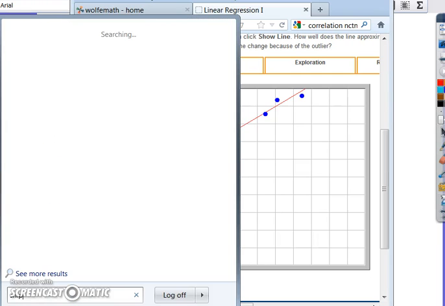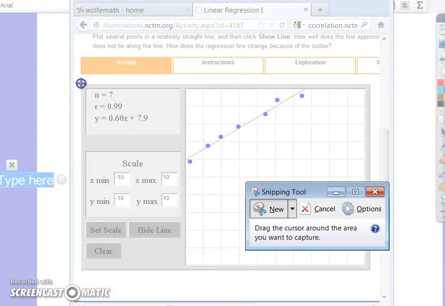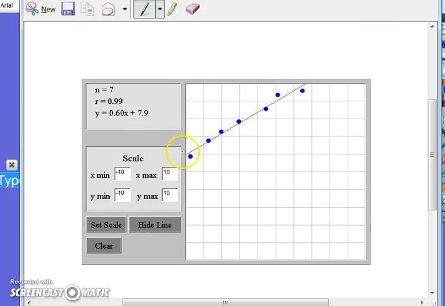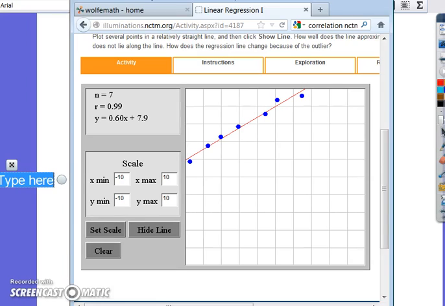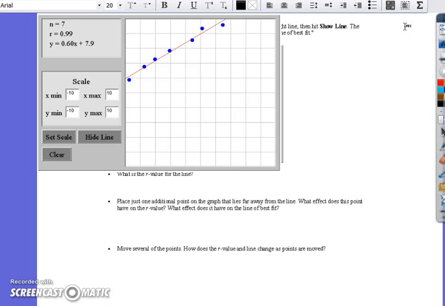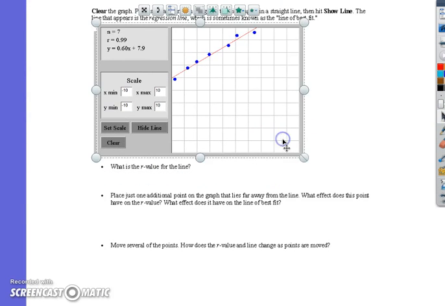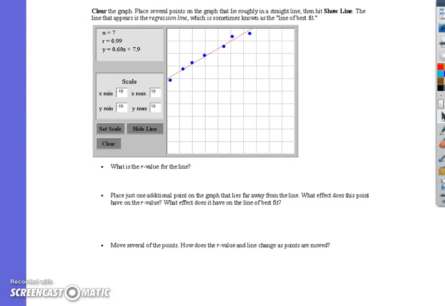So I'm going to snip it into the presentation here. All right. So that's what you need to draw. And I'll wait for a couple of seconds for you guys to draw that.